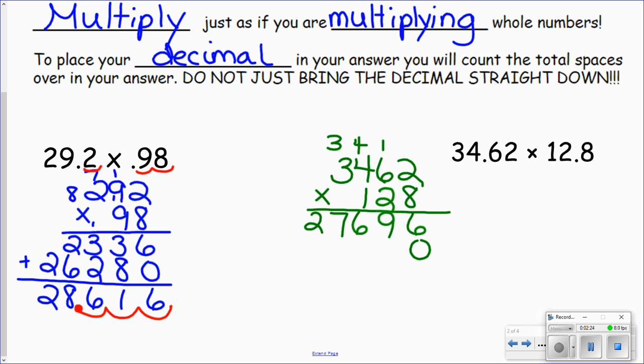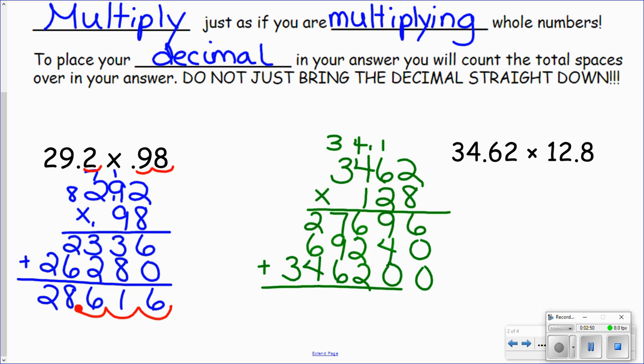Placeholder 0. 2 times 2 is 4. 2 times 6 is 12, carry the 1. 2 times 4 is 8, plus 1 is 9. 2 times 3 is 6. 2 placeholder zeros. Every time you drop down a level, you add an additional placeholder 0. 1 times 2 is 2, 1 times 6 is 6, 1 times 4 is 4, and 1 times 3 is 3. Add those up.